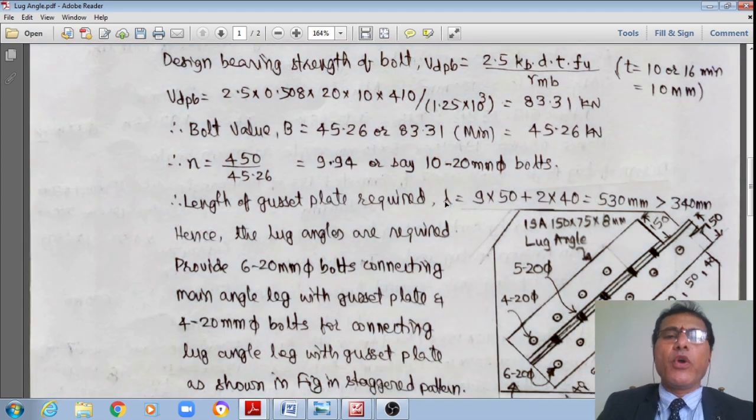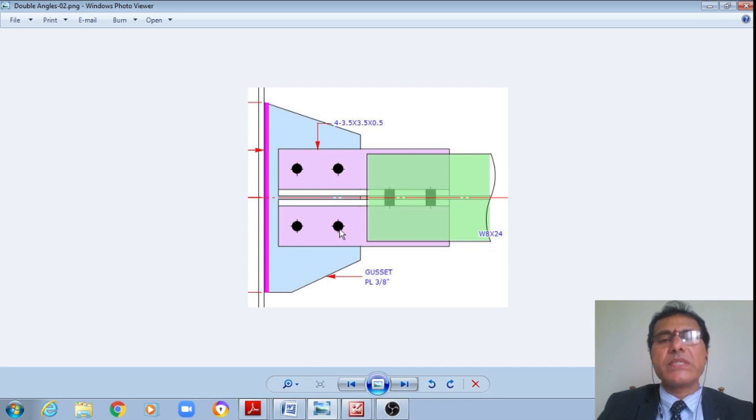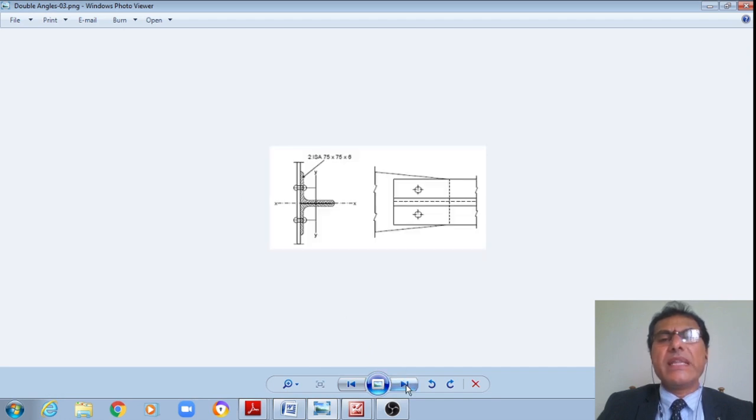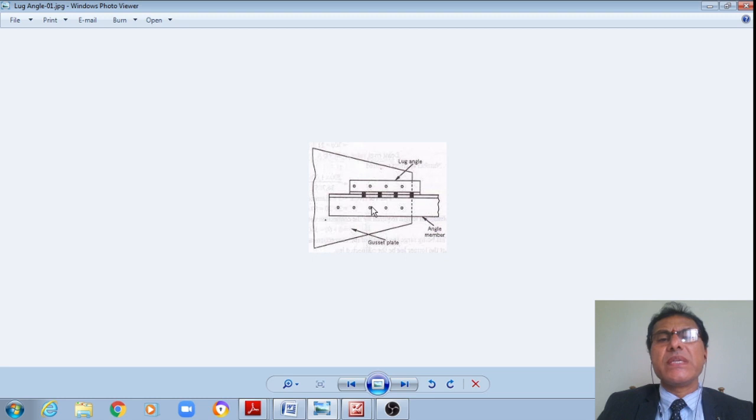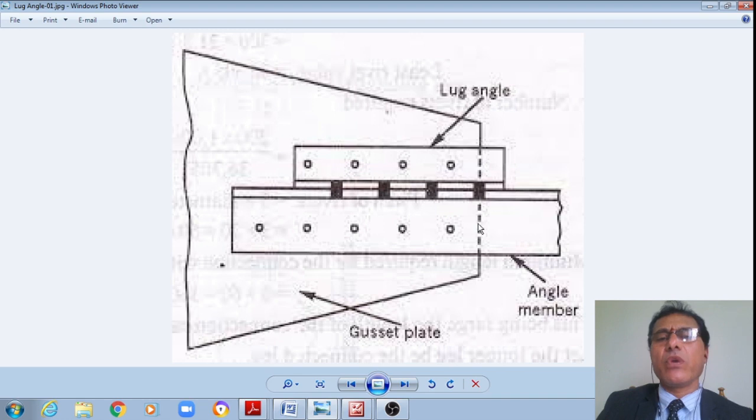Now, however, if I put 20 mm dia bolts in one single row like this, what will happen? If I provide them in just one single row, whether the length of this overlap is okay or not, now I'll check. Therefore, let me check this. What is the length of this overlap?